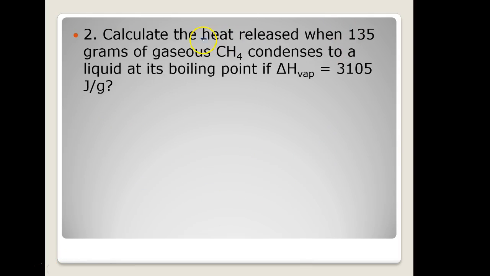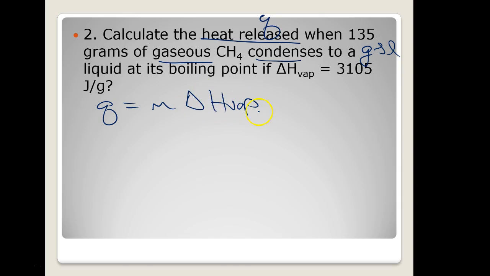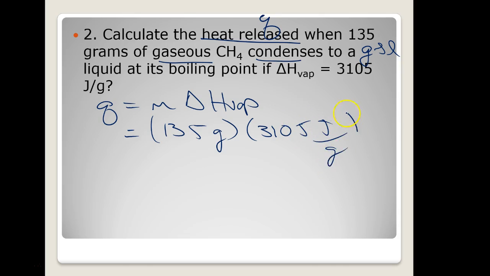So now we're talking about the heat released, but again, still Q, and we're talking about a gas condensing. So we're going from a gas to a liquid, and we're going to use Q equals M, heat of vaporization, because it's condensing. So the mass is 135 grams. The heat of vaporization is 3105 joules per gram. Multiply them out, and this is going to be a significantly large number because it's changing phase at the boiling point.